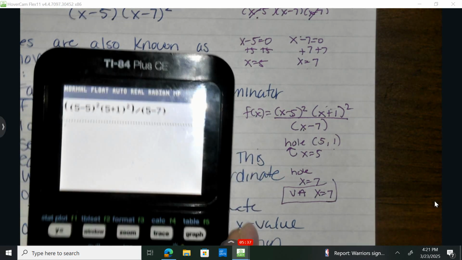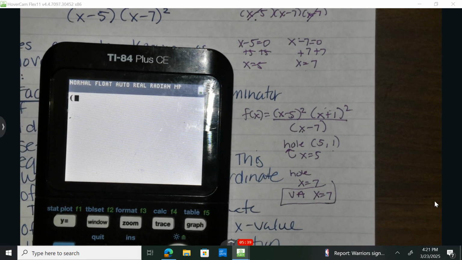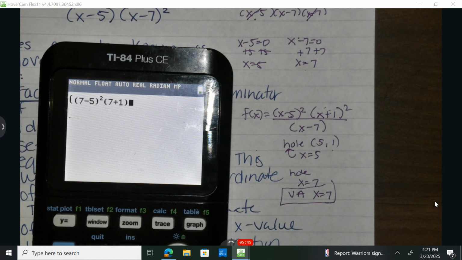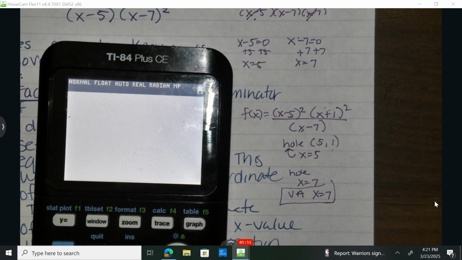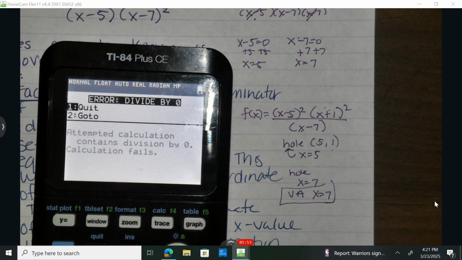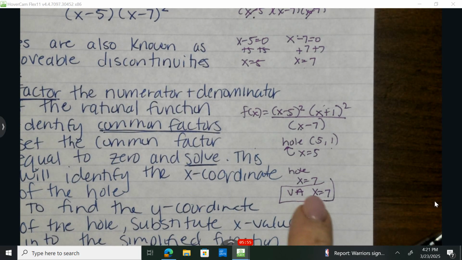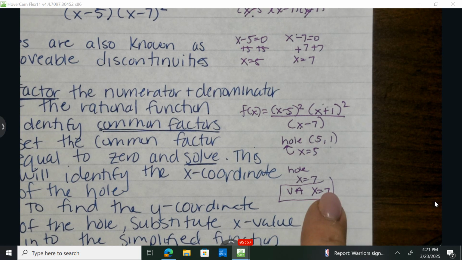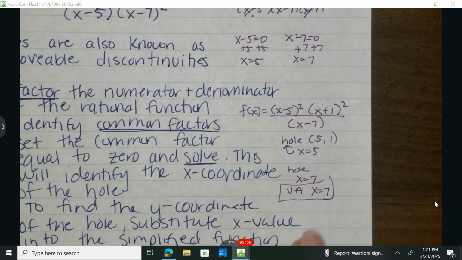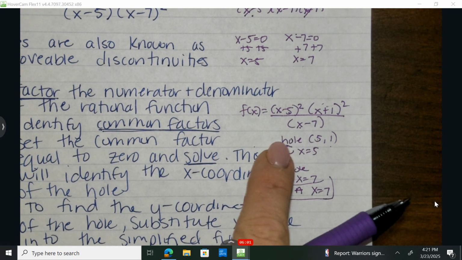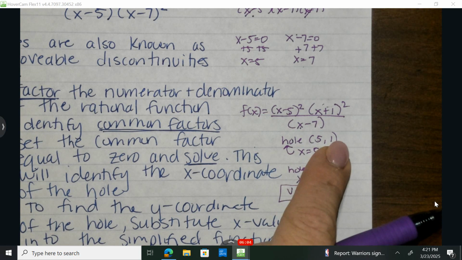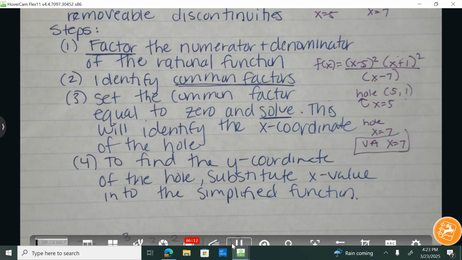Now, how can we do that on a calculator? Let me show you. Here we go. We're going to plug in 7. So we have (7 minus 5) squared, and (7 plus 1) squared. That's the numerator, and we're dividing that by 7 minus 7. And you're going to see that it's going to say error, because you can't divide by 0. And that's what tells me that instead of actually having a hole, we have a vertical asymptote. So we have a vertical asymptote at x equals 7, and a hole at x equals 5 with the corresponding y value of 1.